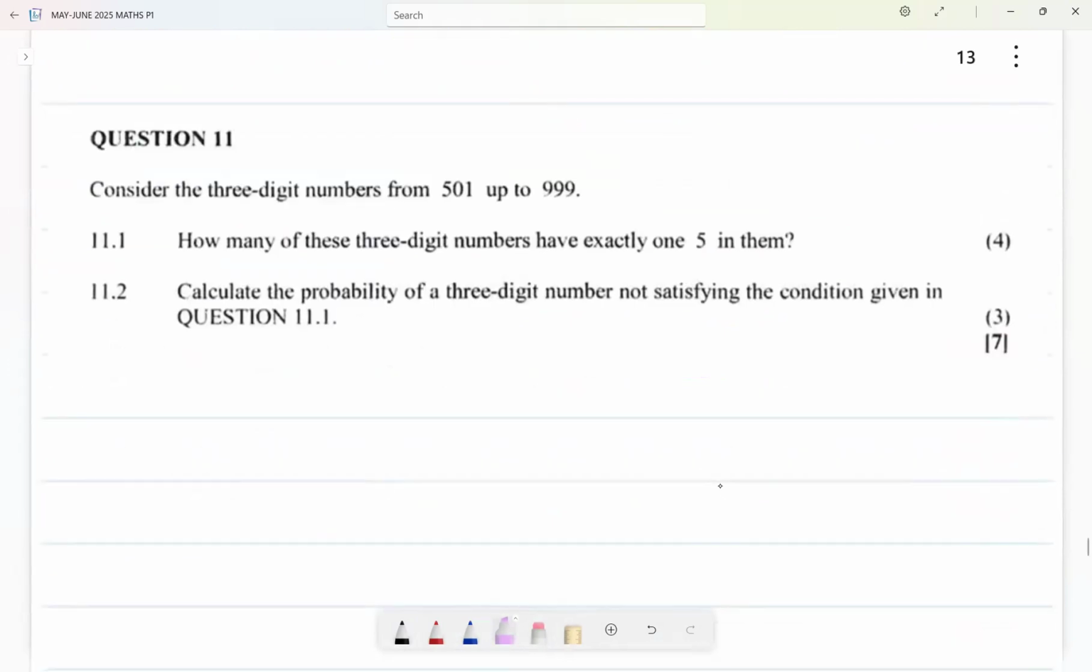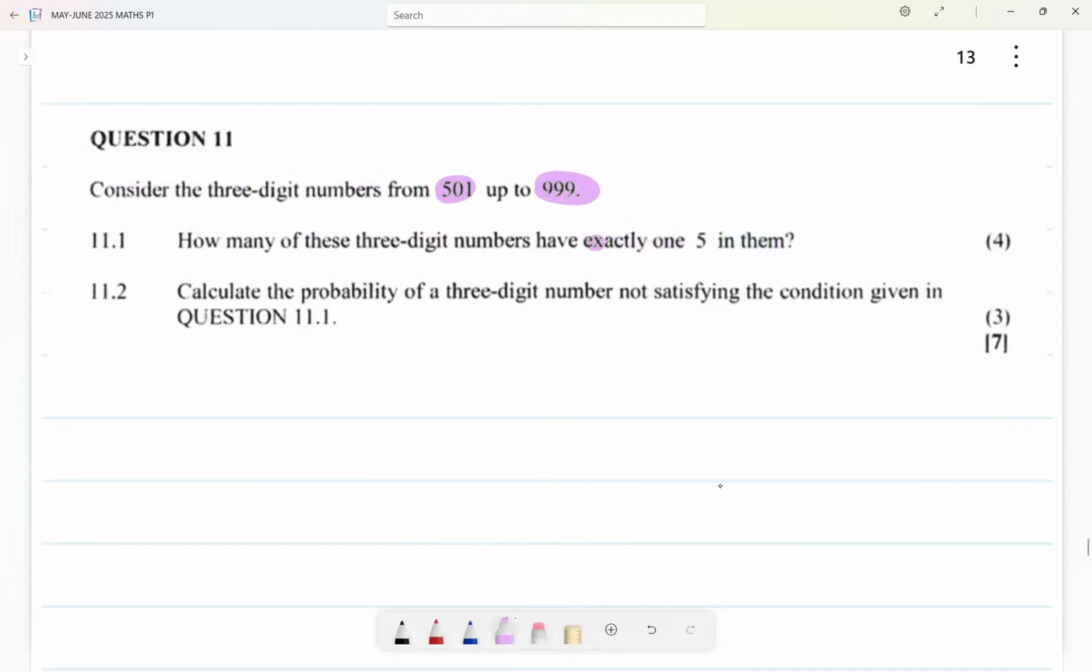The last question of the day. Consider the tree diagram. Consider the three-digit numbers from 501 up to 999. How many of these three-digit numbers have exactly one 5 in them?